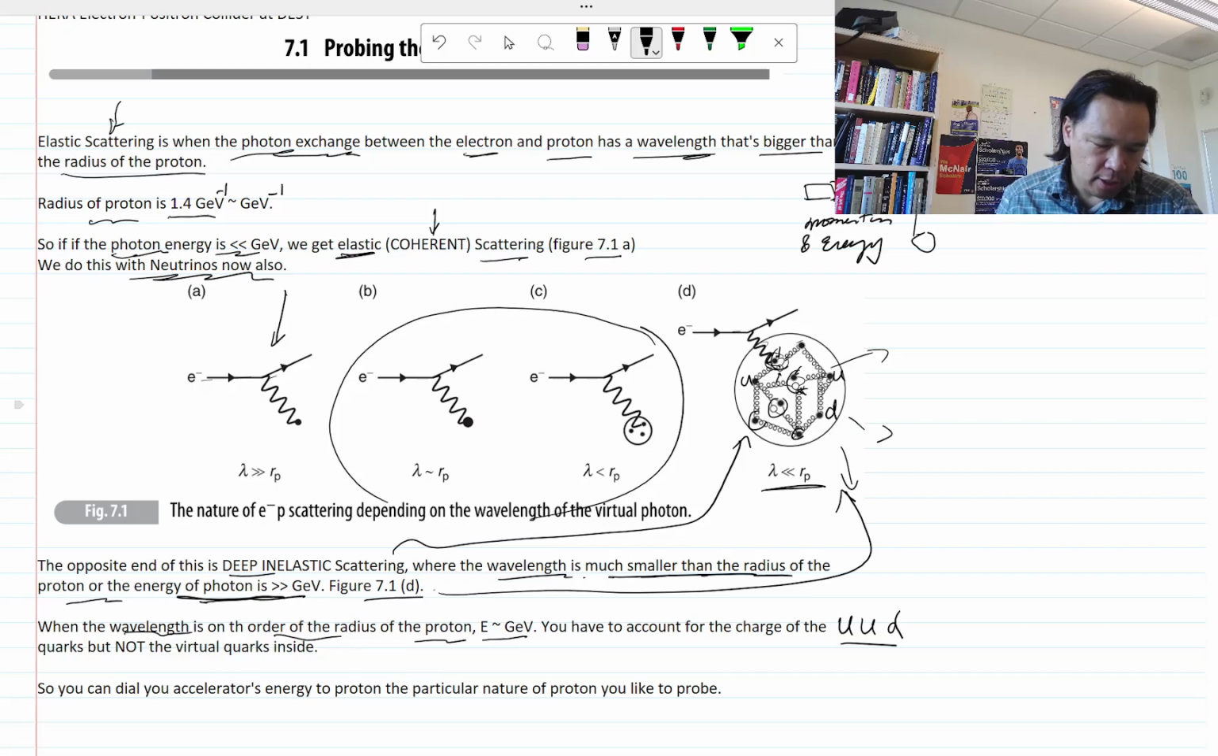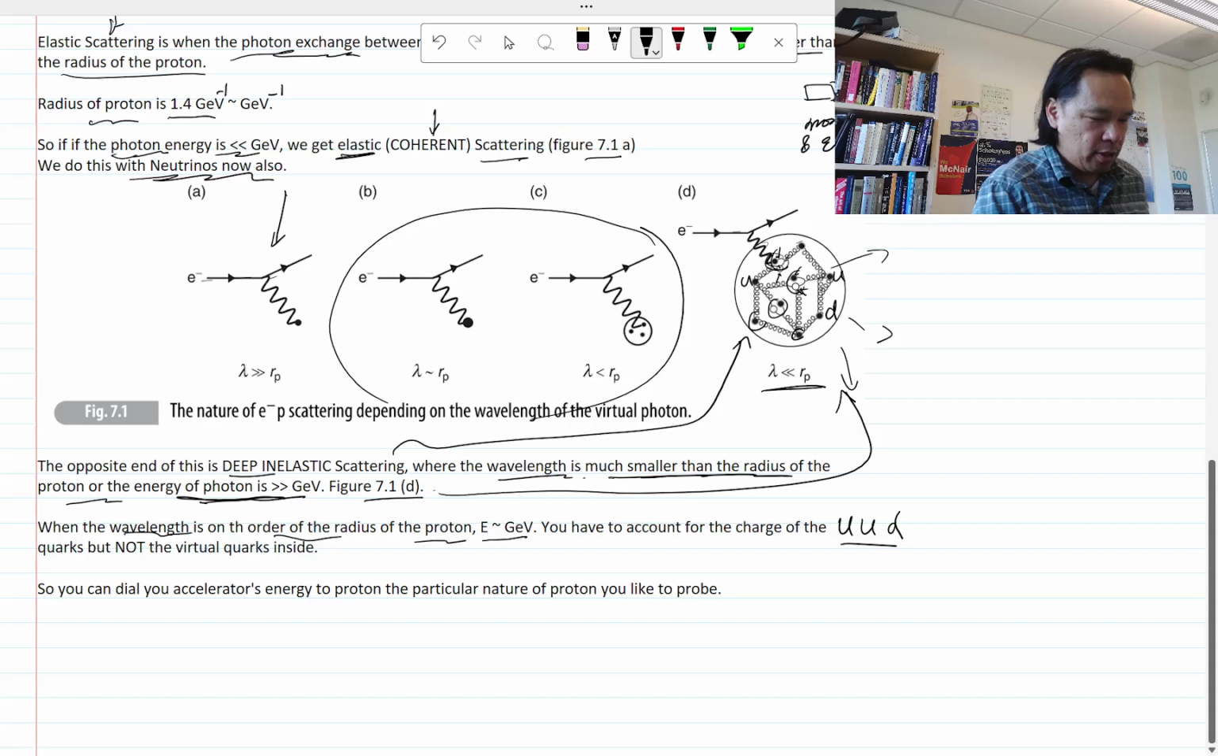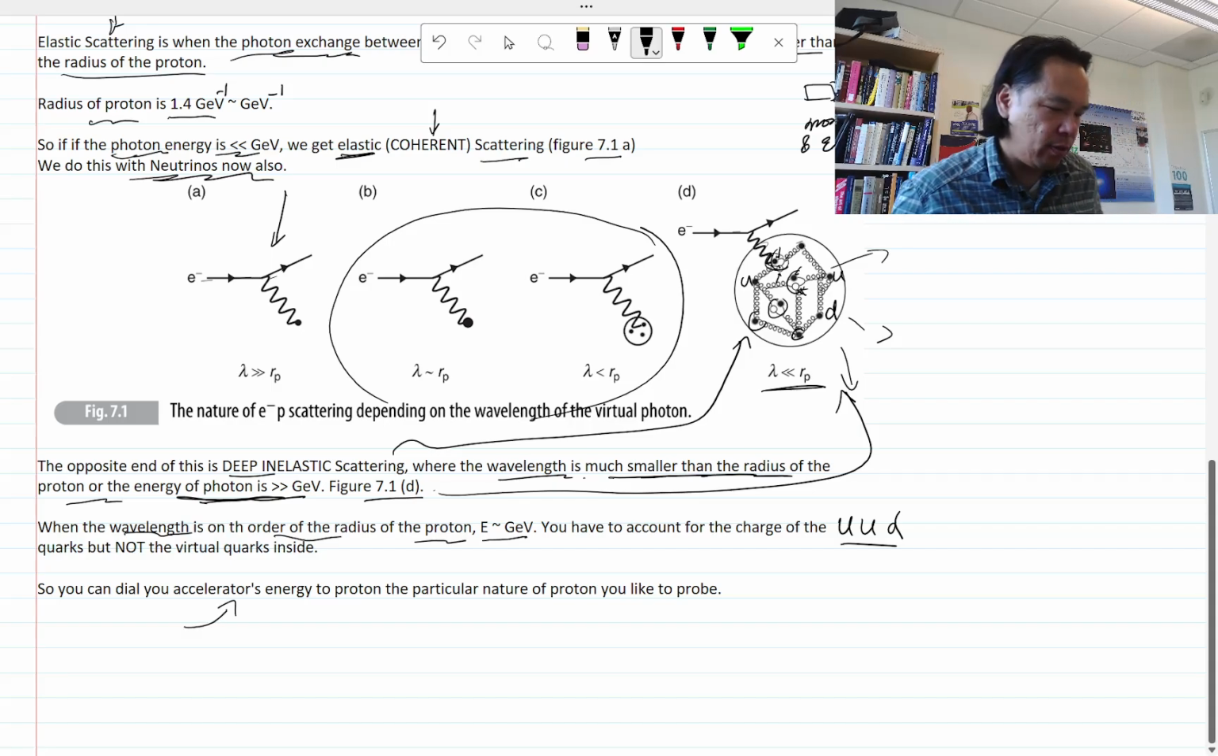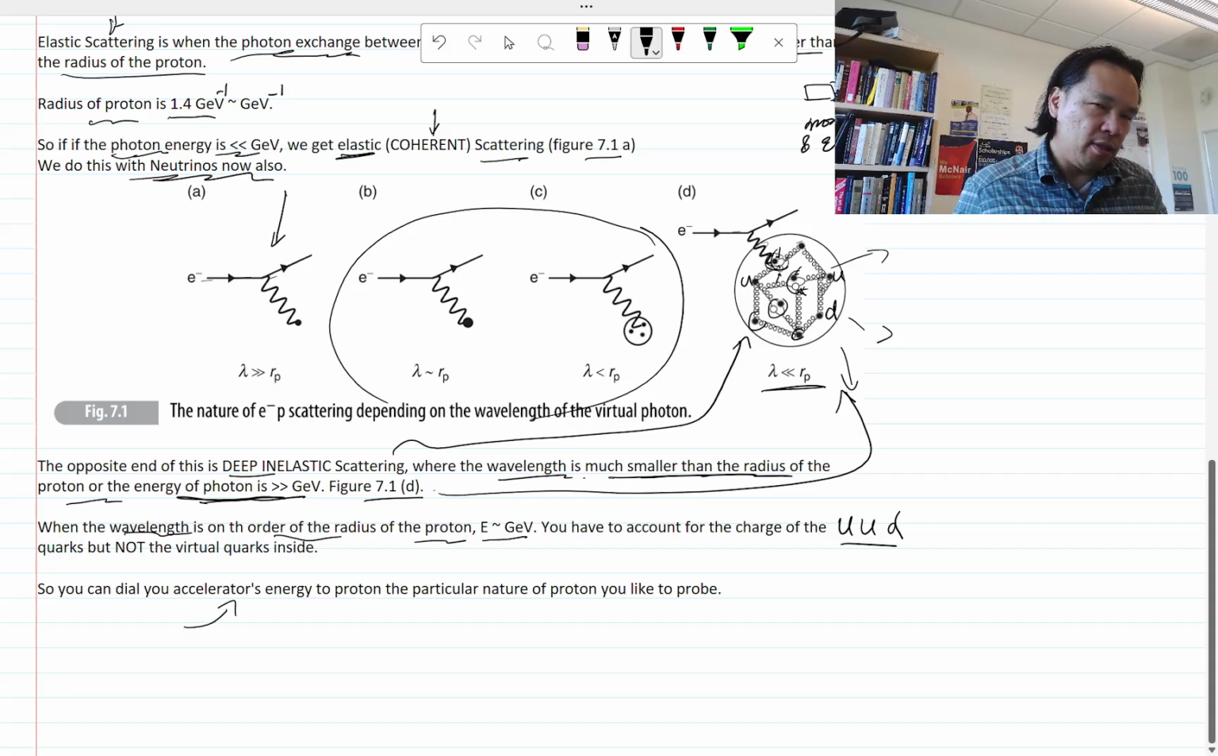So you can actually see different versions by zooming in. If you have low energy, you're zooming out very far, so it just looks like a sphere. You look a little bit closer, you start seeing the 2 up quarks and the down quark. You look even closer, you start seeing these virtual quarks inside. Okay, so you can actually use different accelerators with different energy to basically probe the different parts of the proton.